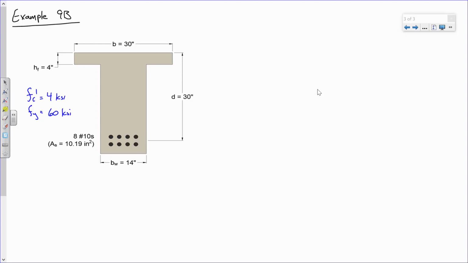Now, like I said, spoiler alert, this is going to be a true T-beam, but let's do our diligence and make sure. So let's start off with equilibrium. Or, again, C equals T. So we say 0.85 fc prime times whatever the area of the stress block is has to equal As fy. So the area of the stress block is As fy divided by 0.85 fc prime.